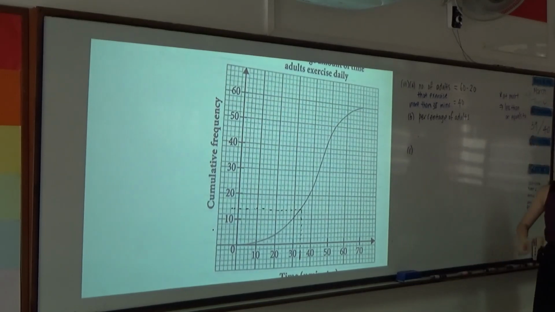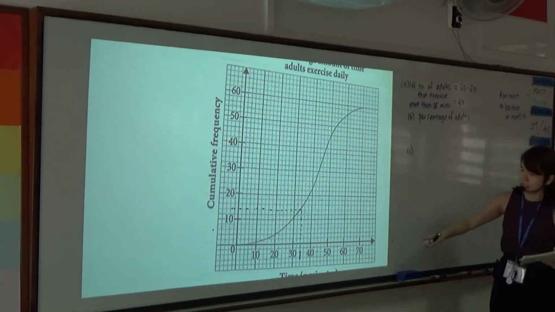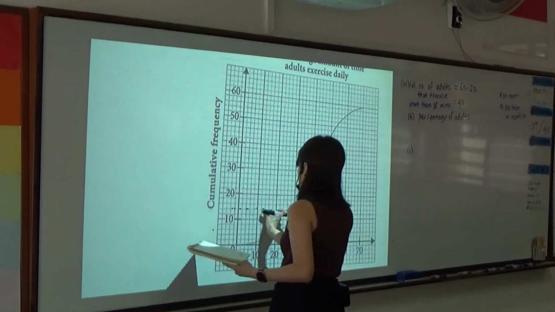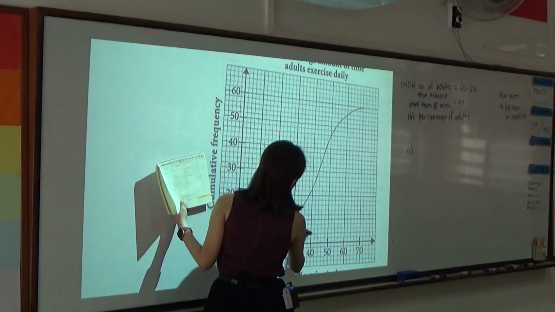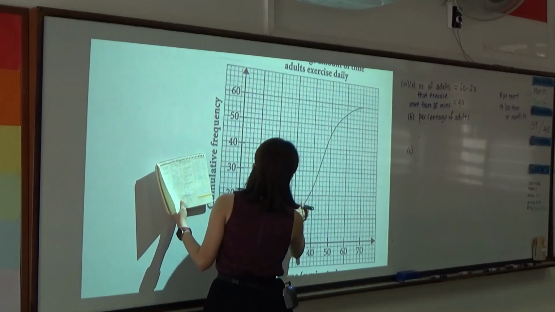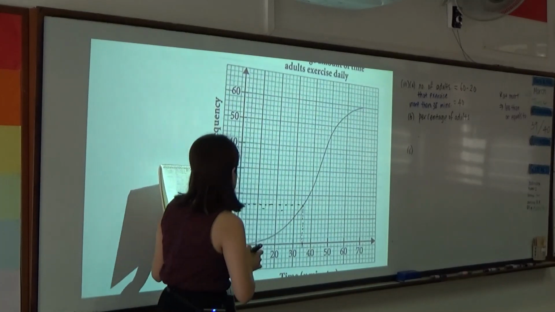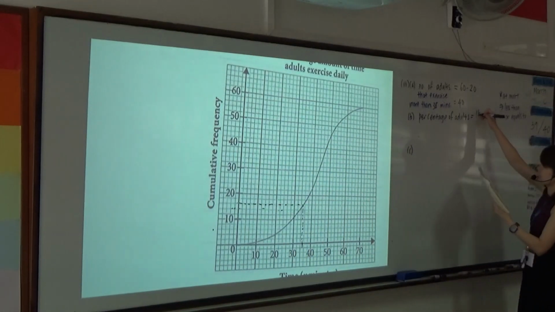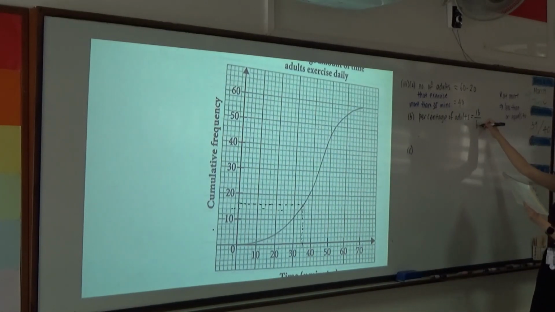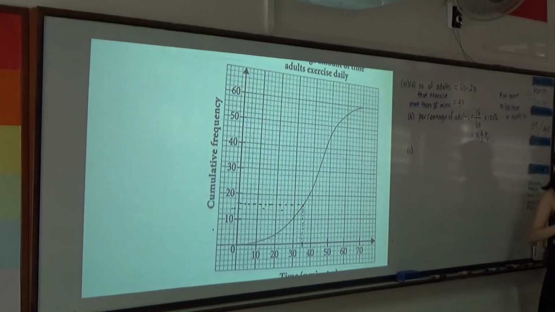So therefore, reading from the graph itself, at most 35 minutes. At 35 is halfway through a square. Reading upwards, you will find that it is at about 16. So percentage wise, we get 16 over total 60 times 100%, and we get 26 and 2 over 3%.